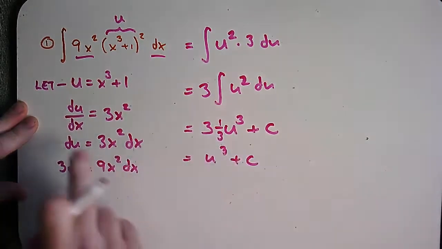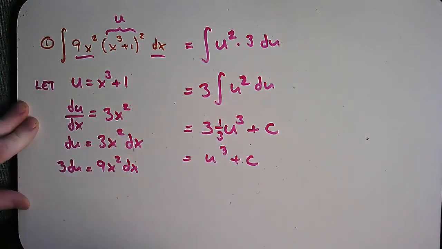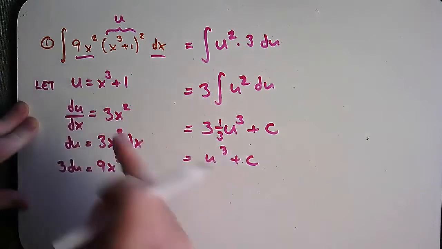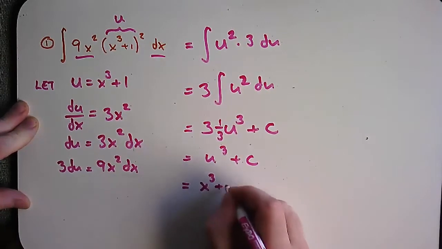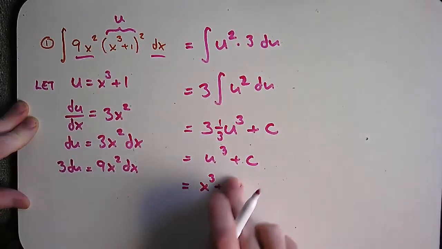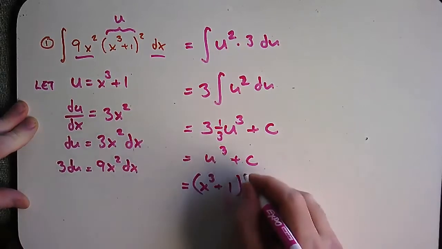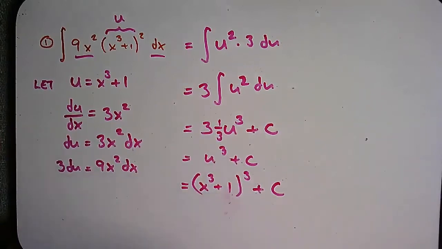And remember at the beginning I said I'm inventing u, right? u isn't a variable I'm just inventing to help me with the problem. So at the end of the problem, I'm going to change my u's back to x cubed plus 1. So I have x cubed plus 1, that's u, raised to the 3rd power plus c. And my problem is done.